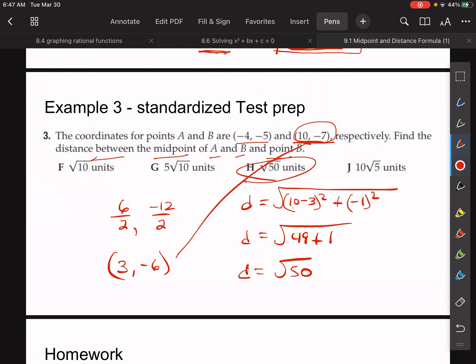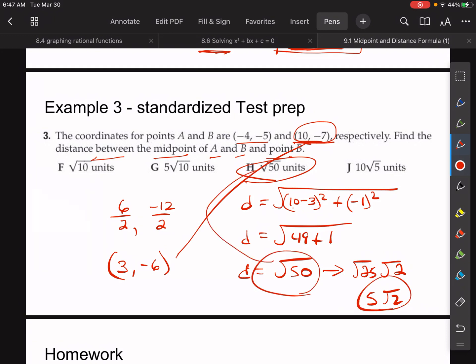And that is one of my answers, but if it wasn't one of my answers, notice that it can be rewritten as the square root of 25 times the square root of 2, which is 5 root 2, which means the exact same thing. But since this was one of my answers, I'm going to stop there.